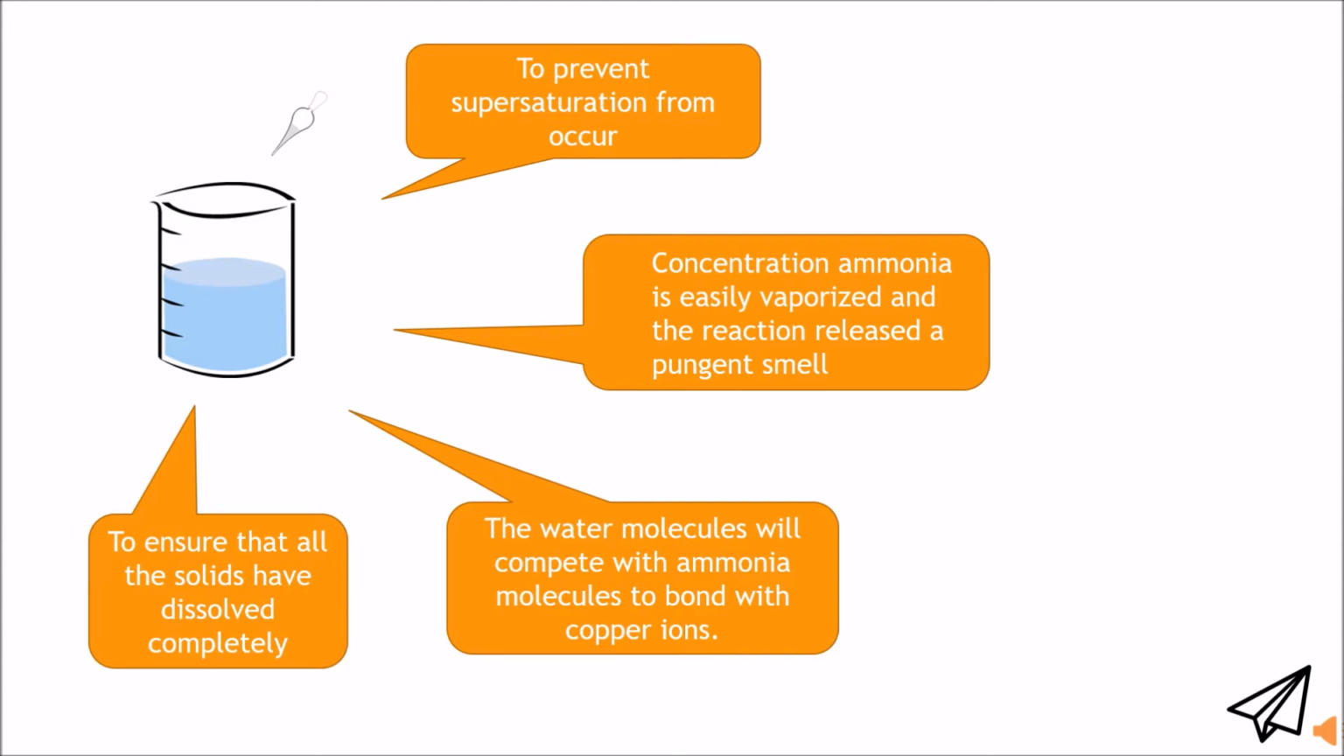Concentrated ammonia solution was added dropwise to prevent localized supersaturation from occurring. The addition of ammonia solution was carried out in a fume hood because concentrated ammonia is easily vaporized and releases an unpleasant smell. The reason for not using dilute ammonia solution is that the water molecules will compete with ammonia molecules to bond with the copper ion. Along with the addition of concentrated ammonia, the solution was stirred to ensure that all the solids dissolved completely.